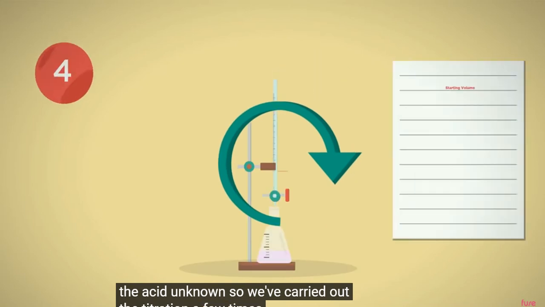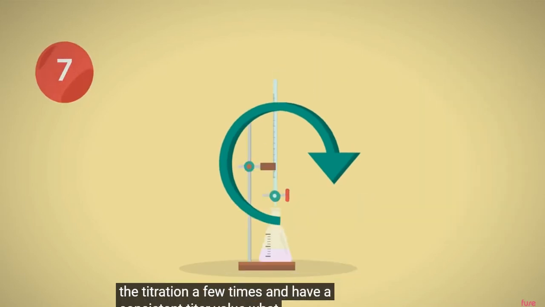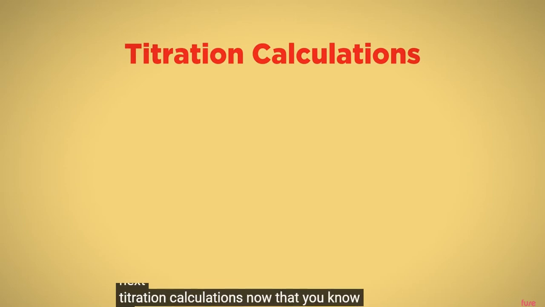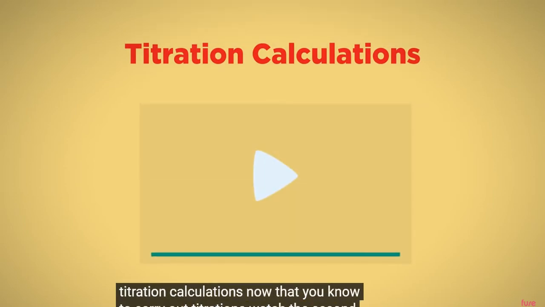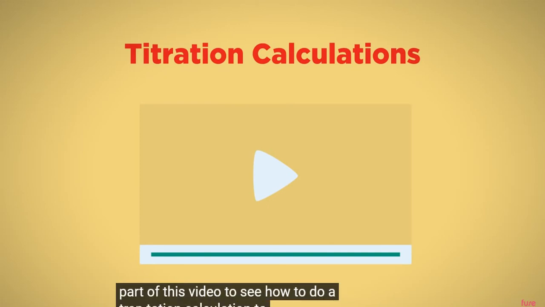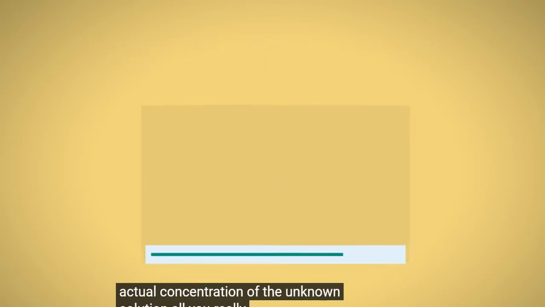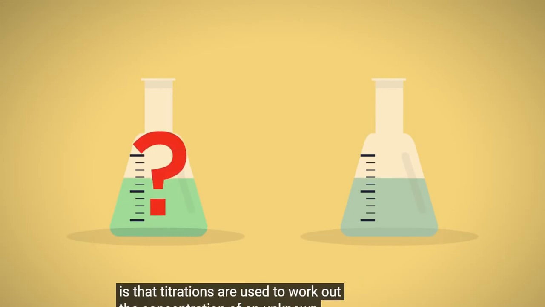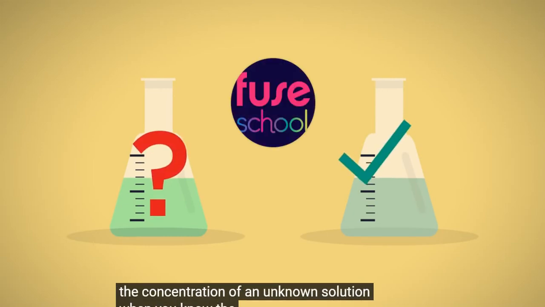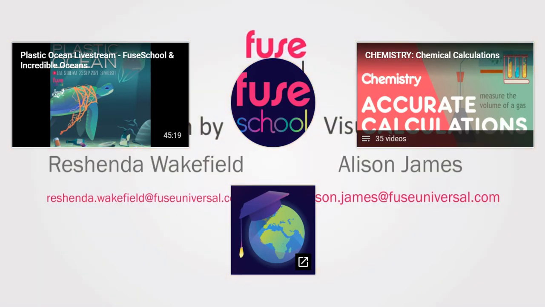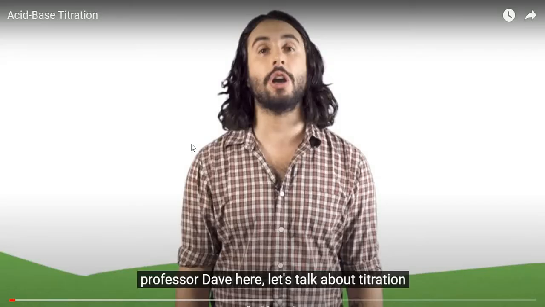So we've carried out the titration a few times and have a consistent titre value. What do we do next? Titration calculations. Now that you know how to carry out titrations, watch the second part of this video to see how to do a titration calculation to work out the actual concentration of the unknown solution. All you really need to remember is that titrations are used to work out the concentration of an unknown solution when you know the concentration of another solution. For an acidic solution, pH is plotted against the volume of base.